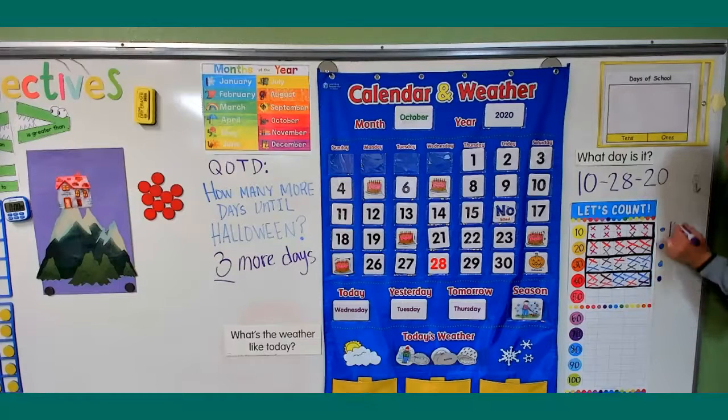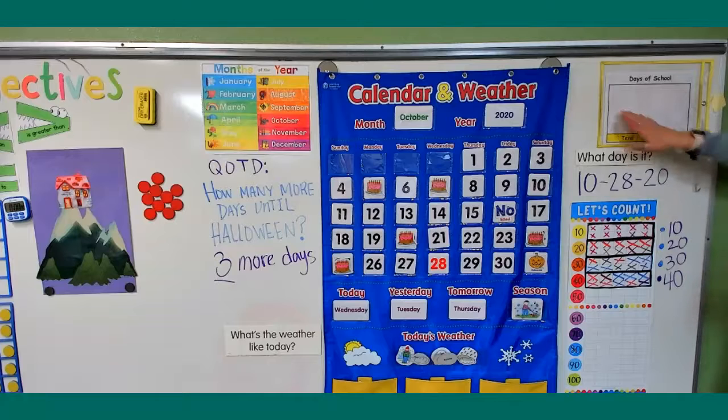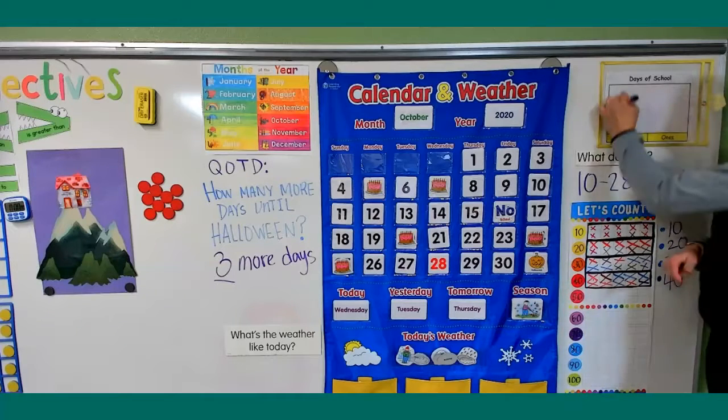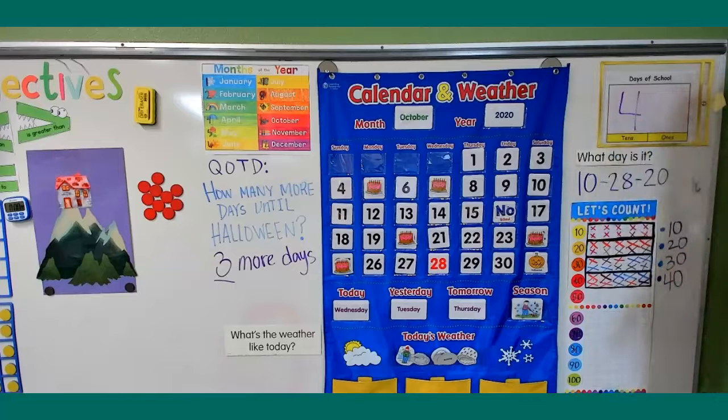10, 20, 30, 40. Nice job, Naomi. How would I write it up here? What goes in the tens place? A 4. And a 0.